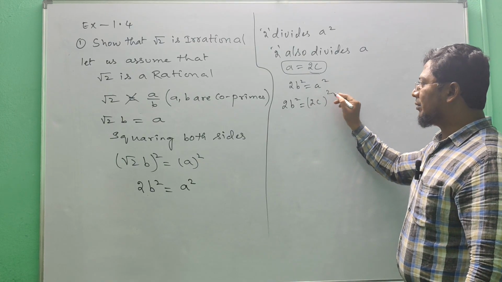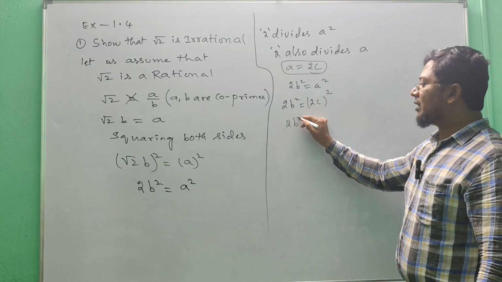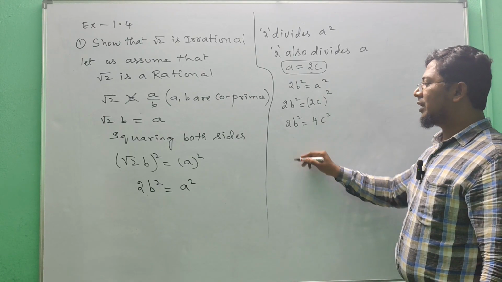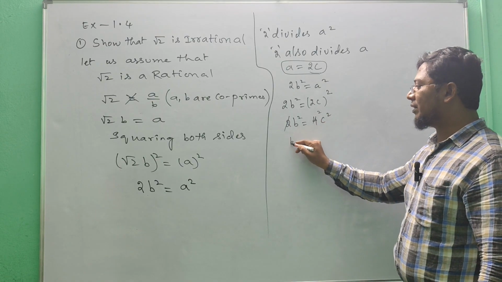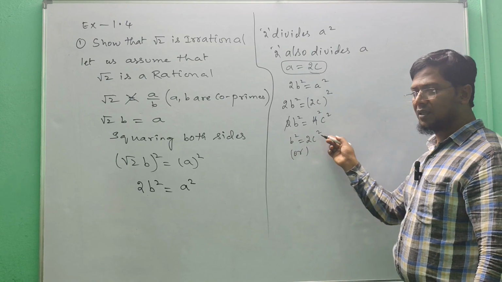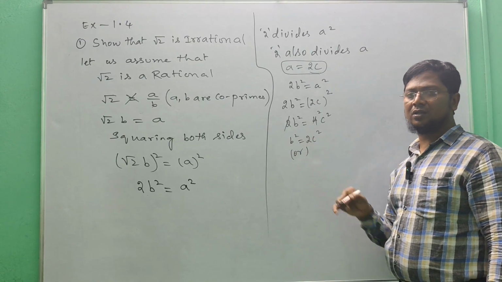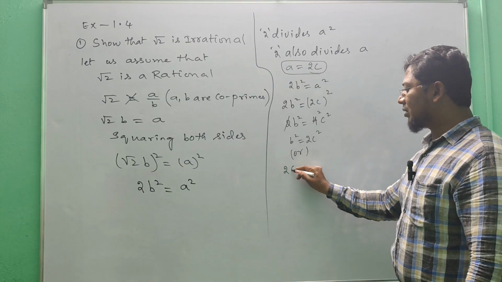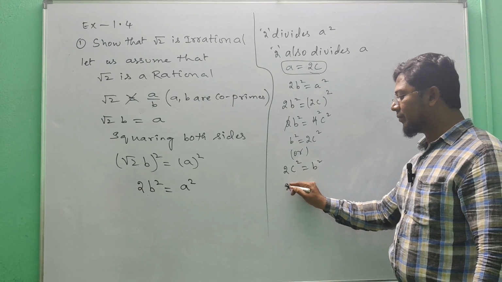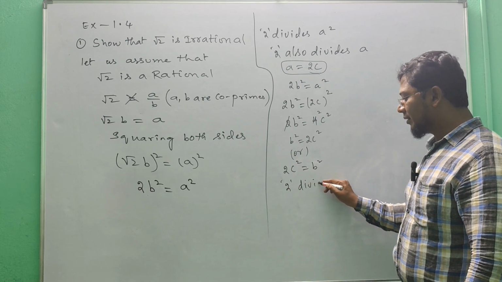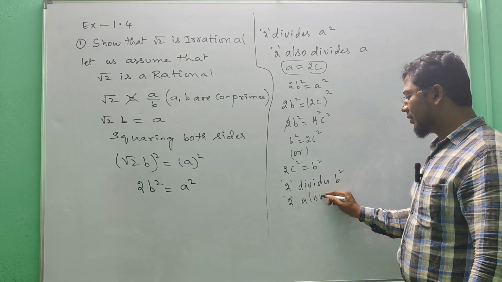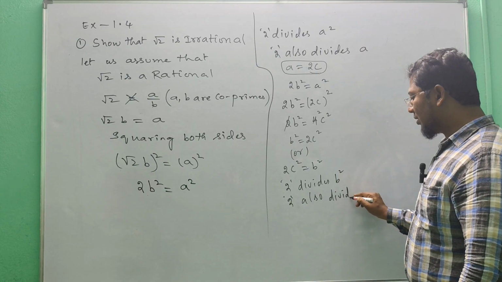And power 2, we have to write power 2. 2 b square is equal to 2 square c square, that is 4c square. It will cancel, 2 ones are 2, 2 twos are 4. So we have b square is equal to 2c square. Or we can write, if LHS is equal to RHS, then RHS is also equal to LHS. We should write 2c square is equal to b square. How to read? 2 divides b square, 2 also divides b.